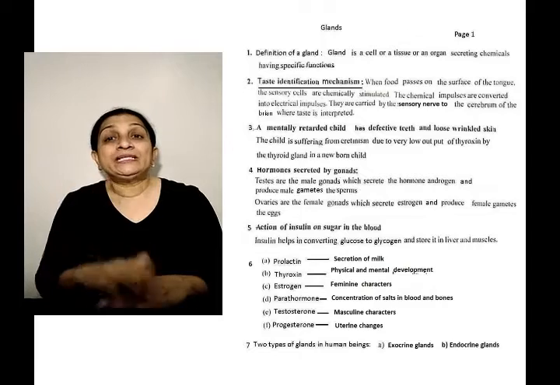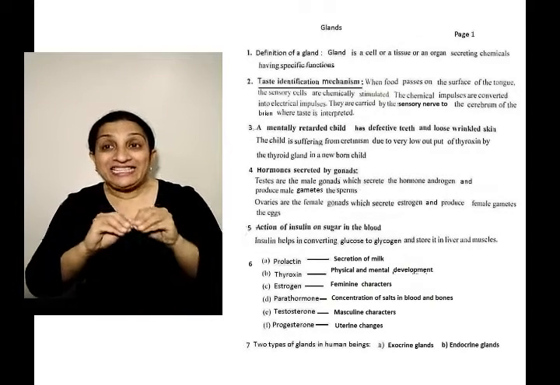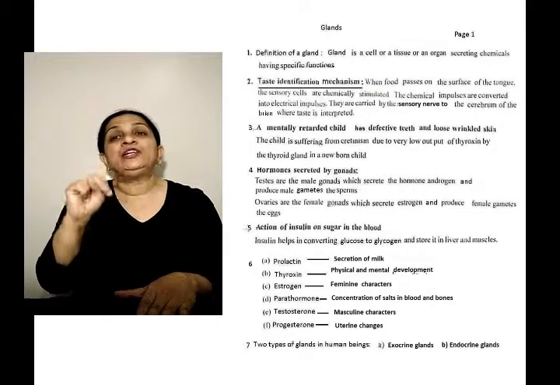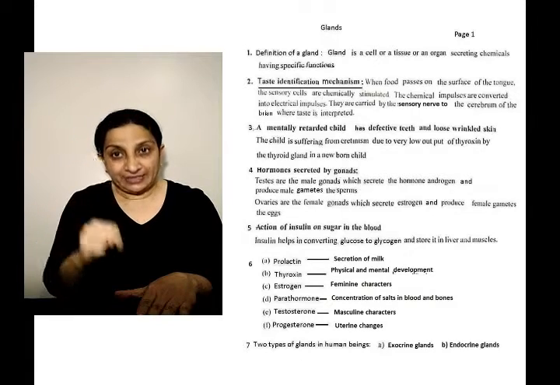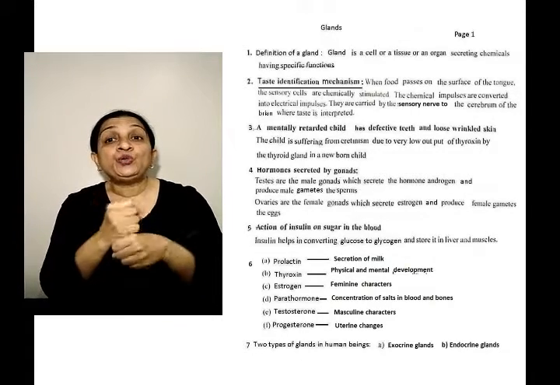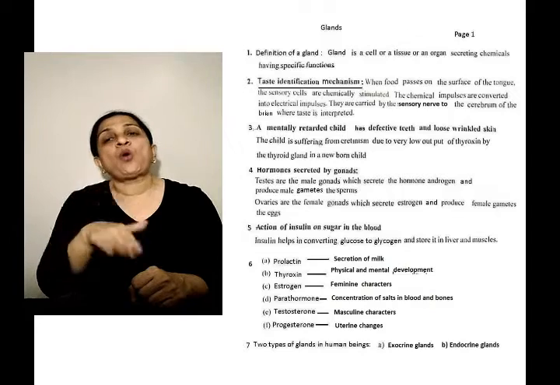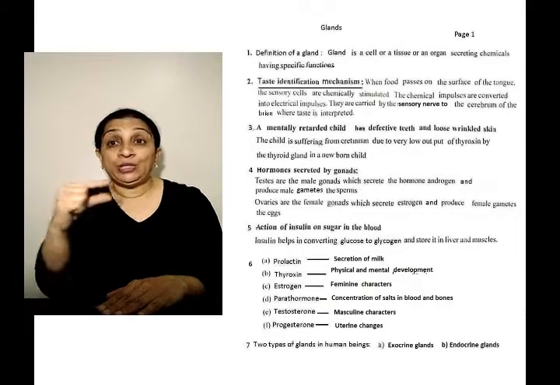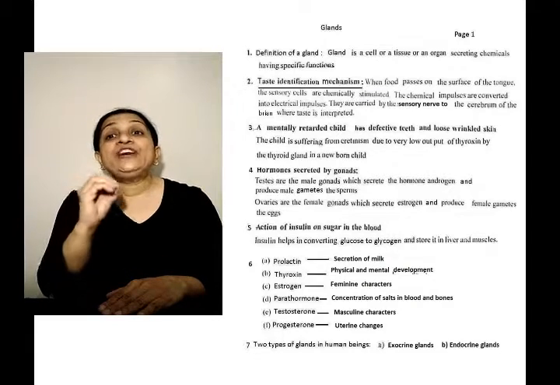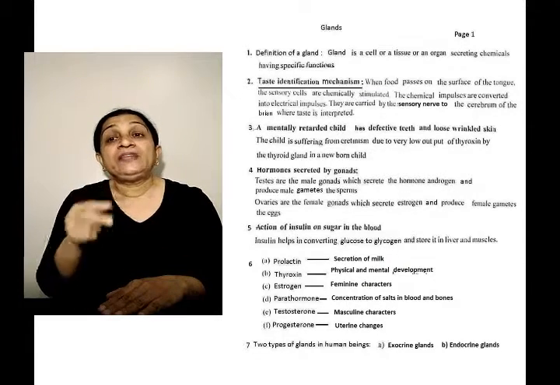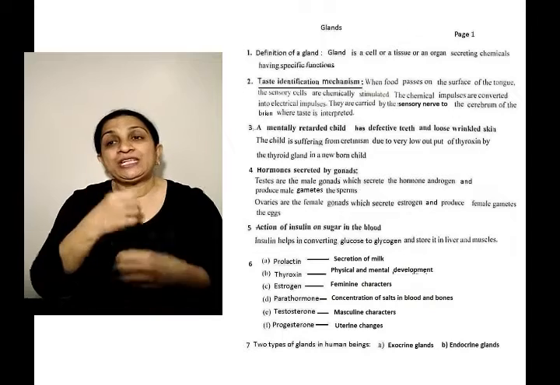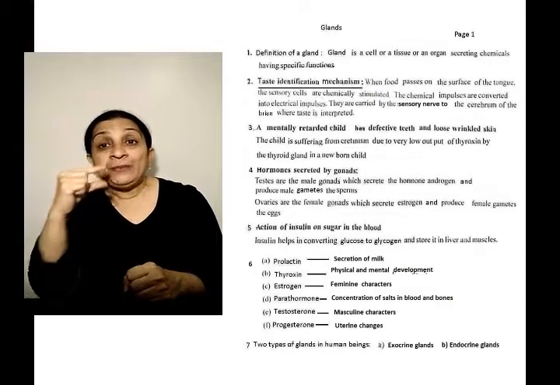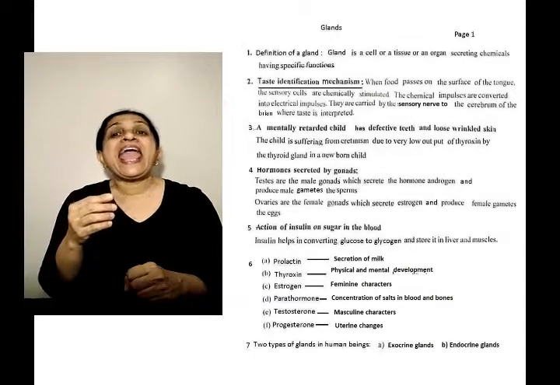Fourth, hormones secreted by the gonads. Male gonads are testes and they secrete the hormone androgen, and produce male gametes or sperms. In the female gonads or ovary, they secrete estrogen and produce female gametes or eggs.